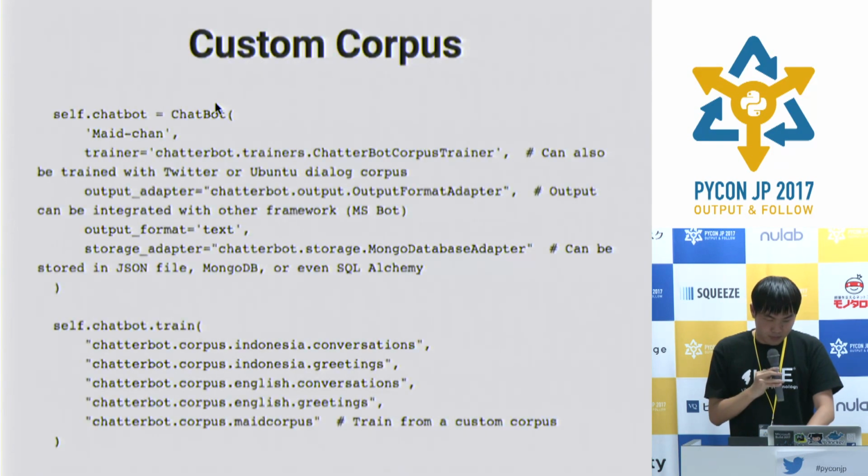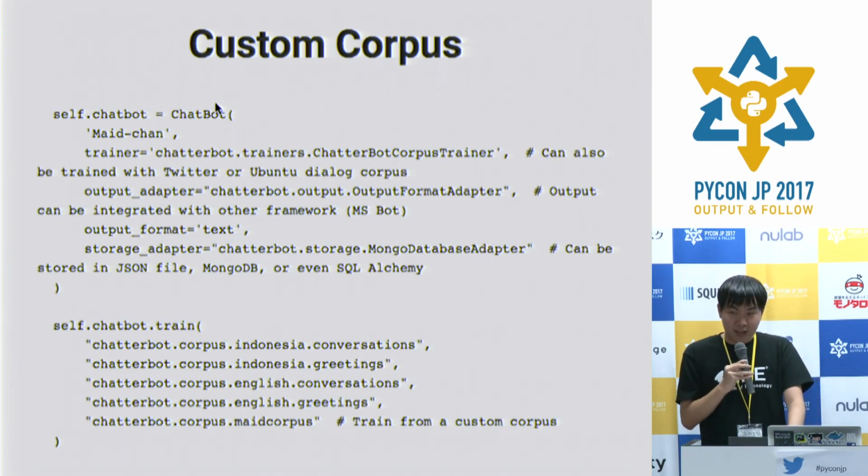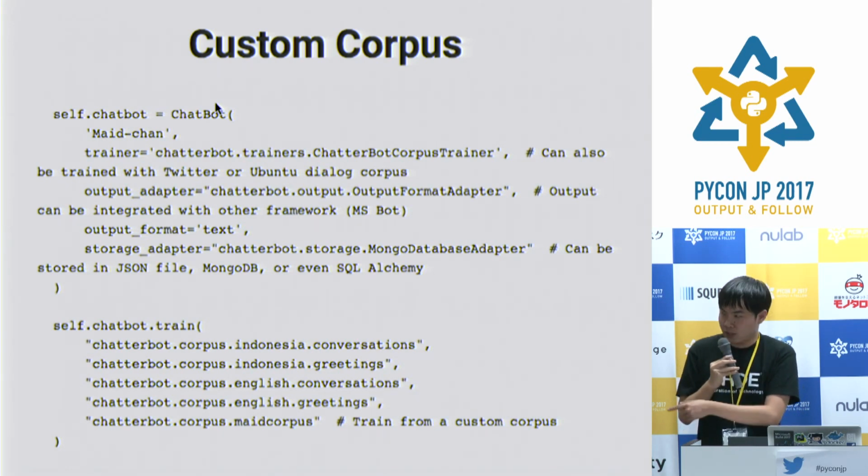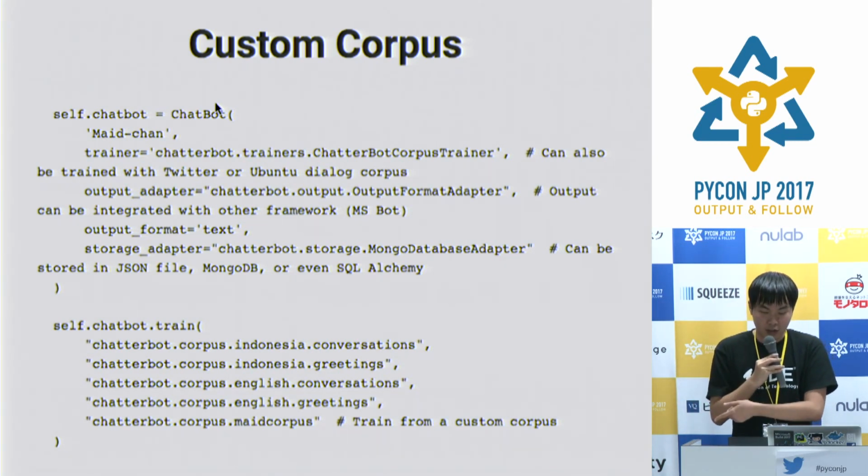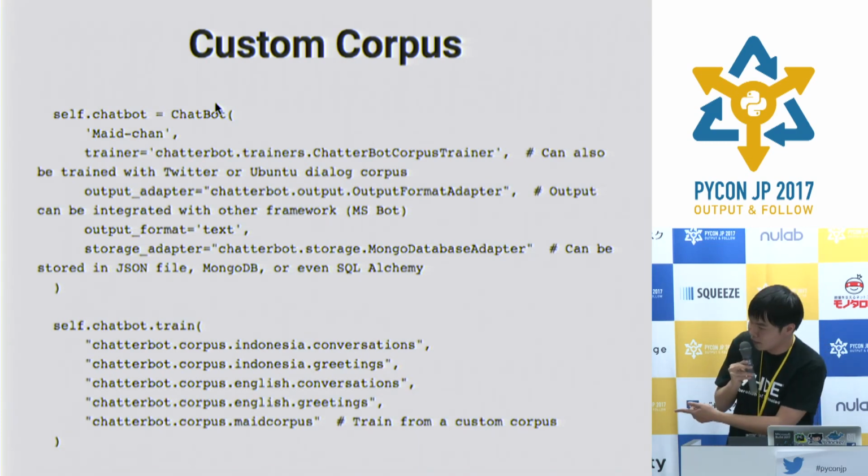For the custom corpus, I could create my own custom corpus for training the chatbot. The trainer could actually learn from the Twitter API or from the Ubuntu Dialog Corpus. For the output adapter, you could send the data to another framework, for example, Microsoft Bot Framework. And for storage, it could use MongoDB, a simple JSON file, or even SQLAlchemy. When I'm training this chatbot, I'm using several corpora, such as the Bahasa Indonesia corpus, the English corpus, and a customized one, my own corpus.